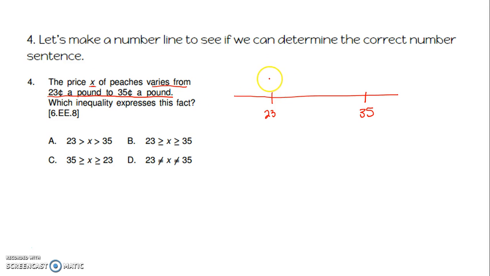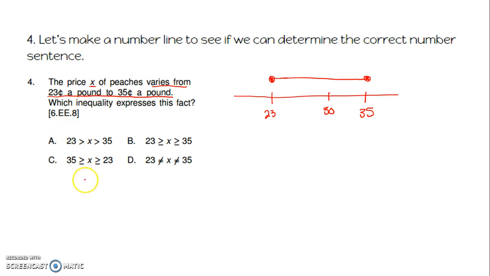So what that means is 23 cents a pound is going to be included. And it means to a high of 35 cents a pound, 35 cents a pound will be included. The values for X, like let's say this right here was 30. 30 is a possible price for those peaches because 30 is somewhere in between 23 and 35. So it says the price can vary from a low of 23 up to a high of 35. So any of these prices in here will work. And Miss Connor says, which of these number sentences matches this picture?